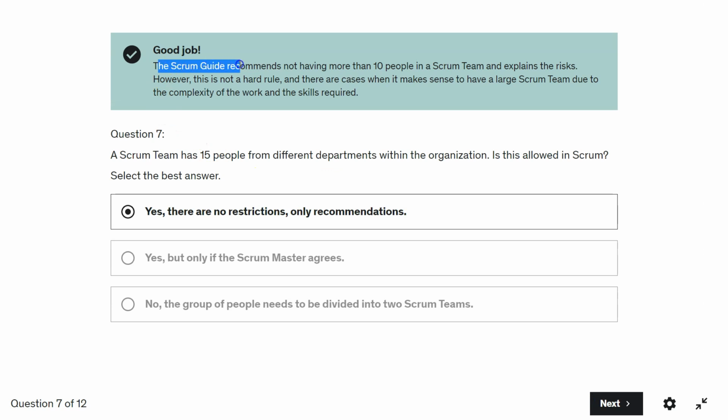The Scrum Guide recommends not having more than 10 people in a Scrum team and explains the risks. However, this is not a hard rule and there are cases when it makes sense to have a large Scrum team due to the complexity of the work and the skills required.